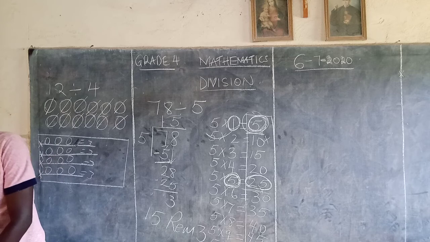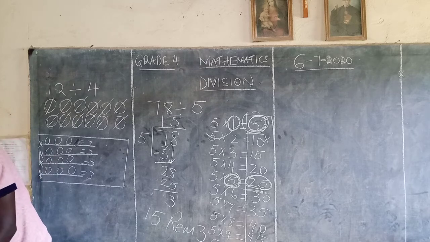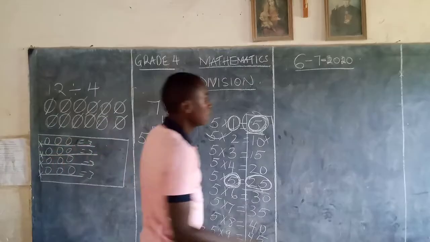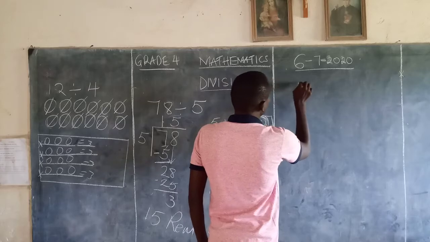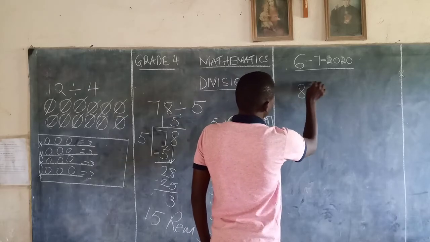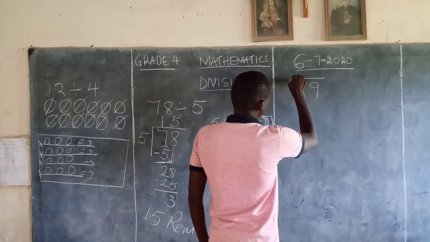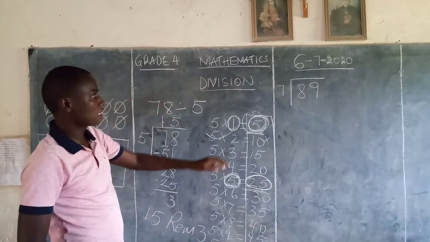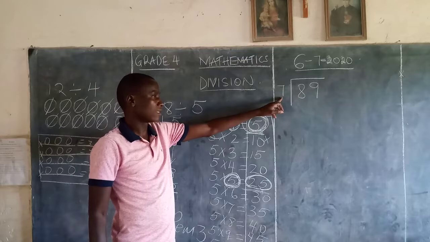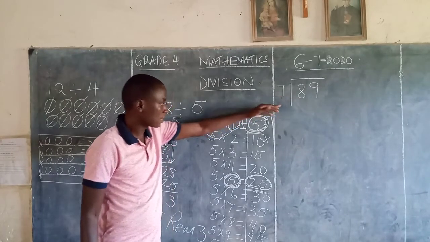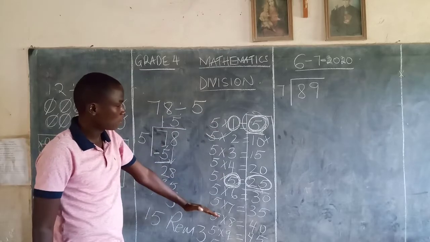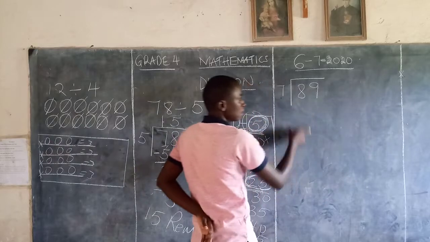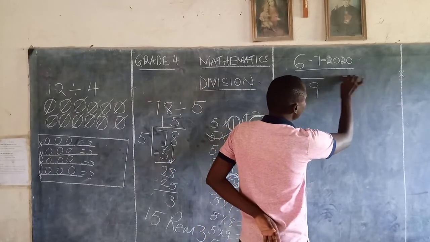Next example. I have 89 divided by 7. All you need to do first is form a table of 7. And in this case, tables are a must. Show me your table. You form a table of 7 and write it here, just aside your number. You form a table of 7 from 1 to 10.